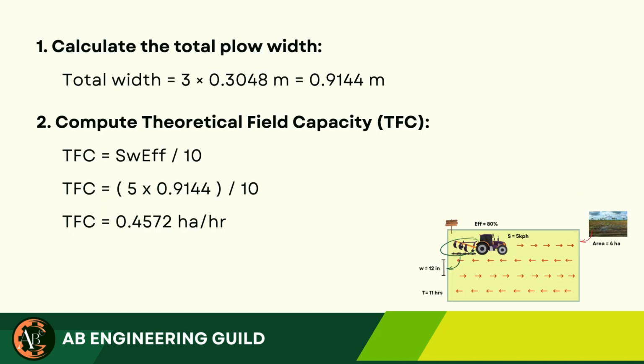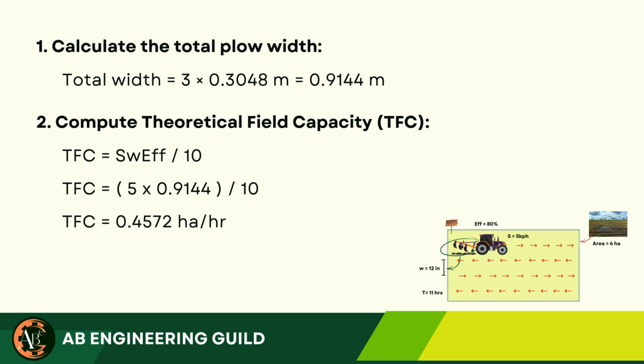Moving on, let's figure out how many tractors are needed to plow the field within the given time. First, we need to calculate how wide the plow is. The plow has 3 bottoms, and each bottom is 0.3048 meters wide. Multiply 3 by 0.3048, and we get a total plow width of approximately 0.914 meters. Now that we know the width, we calculate the theoretical field capacity, or TFC. This tells us the maximum area a tractor can plow in 1 hour, assuming there are no interruptions or losses. The formula is TFC equals speed times width times efficiency, divided by 10.